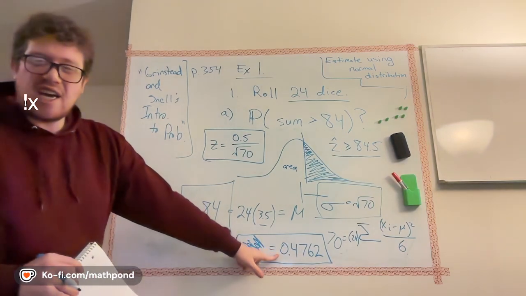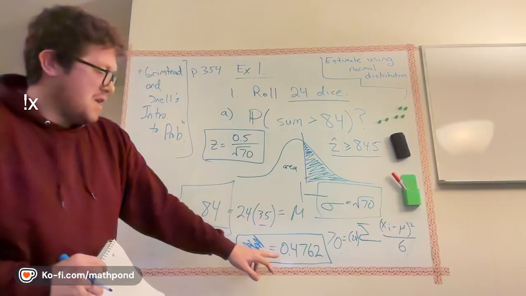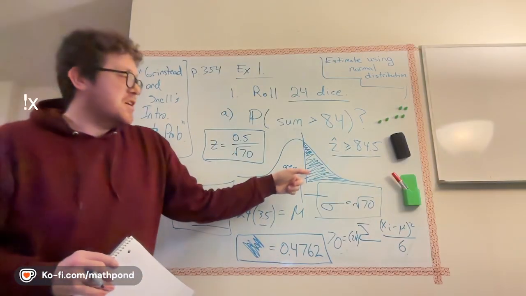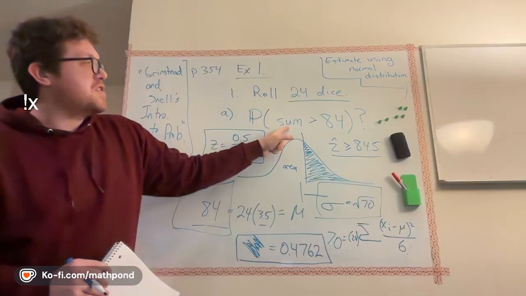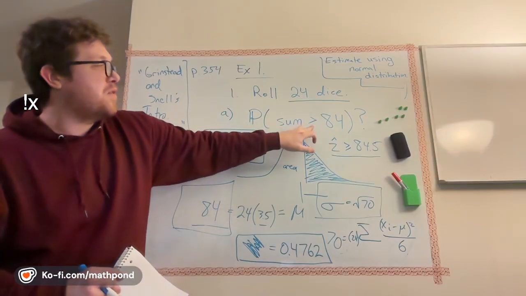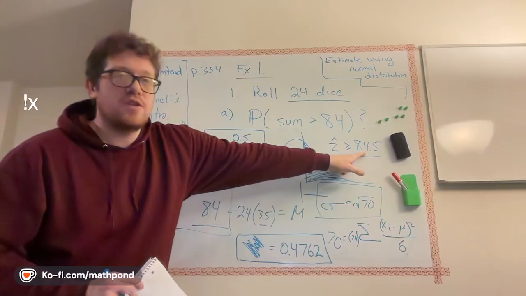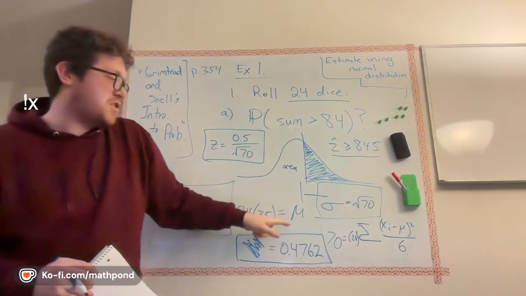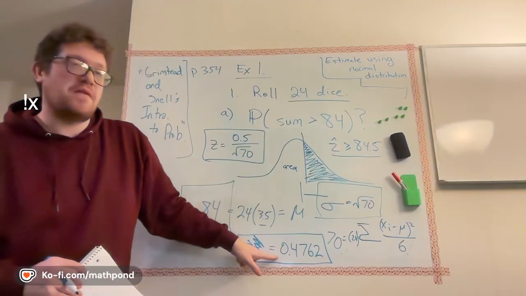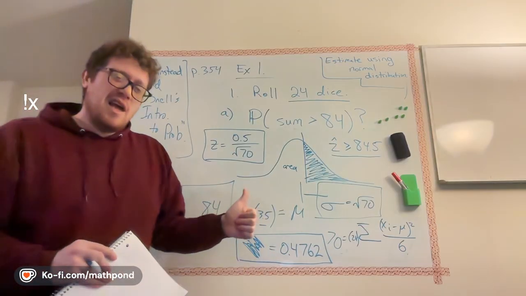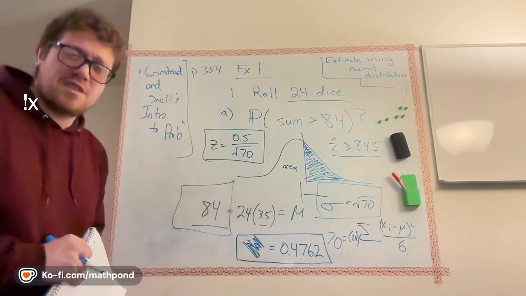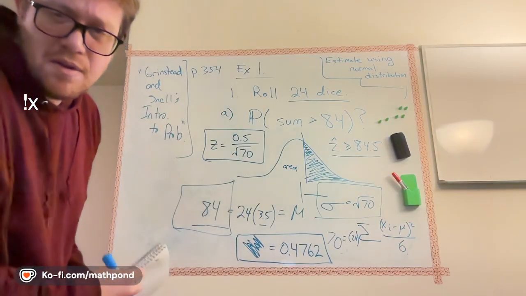And you should check, I think Jeff said it before, that the area should be under 50% because the sum is greater than 84 and not greater than or equal to, so we need to start a little bit above the mean, so this should be a little bit less than 50%, and it is. So I think that makes sense. Does this look correct to you, Jeff?